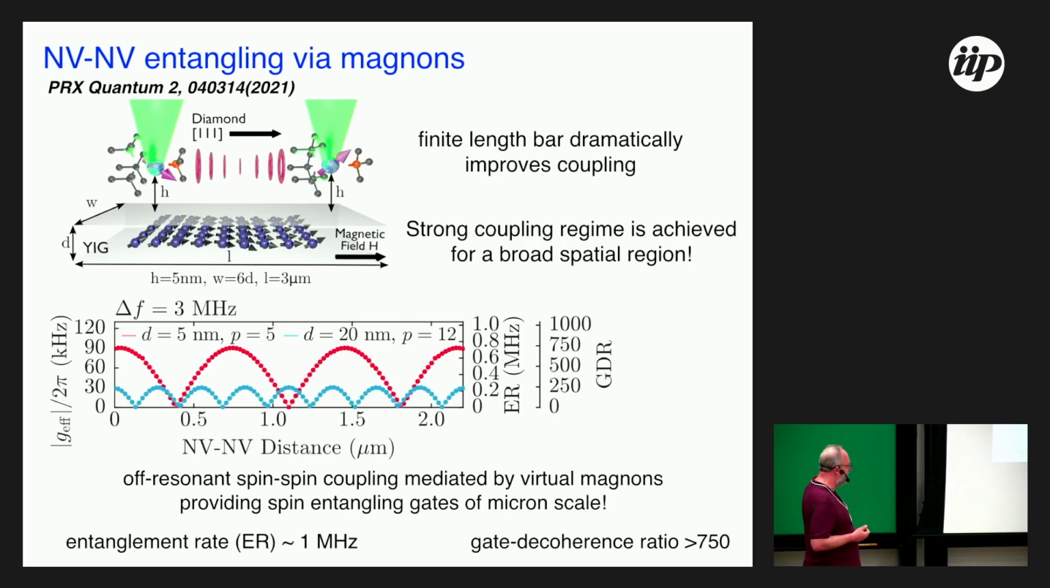The rate of this is quite quick. It's about a megahertz. And the gate to decoherence ratio that's calculated for this is almost 1,000. So these are very promising numbers for realistic, scalable 2-qubit gates.